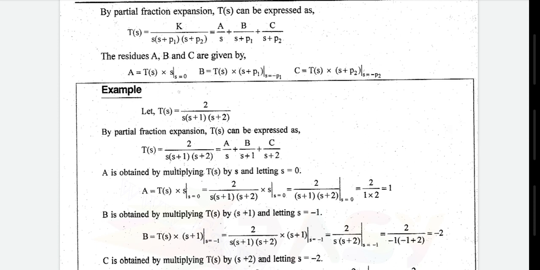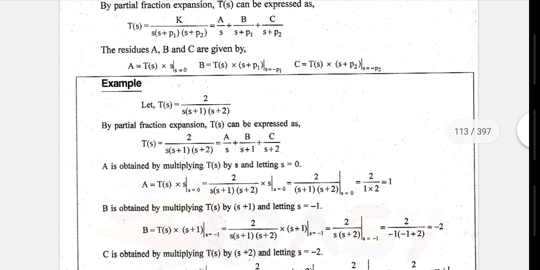Similarly, b is equal to T of s into s plus p1, by making s equal to minus p1. Whatever you calculate, the denominator has to be considered here. Similarly, c is equal to T of s into s plus p2, by making s equal to minus p2. Now by doing all these things, you are going to have the values of a, b and c.